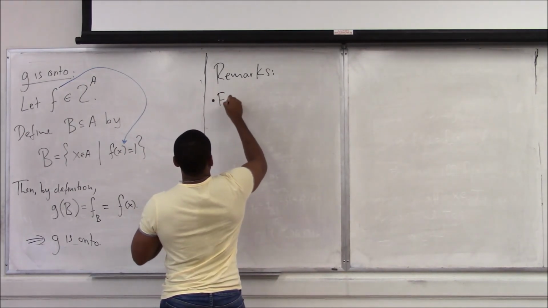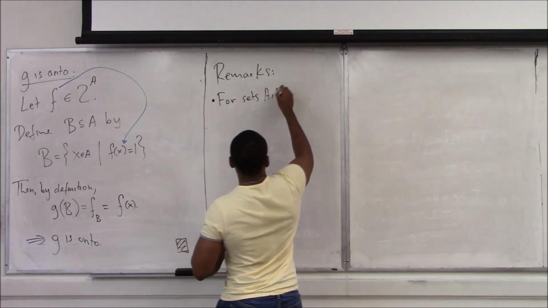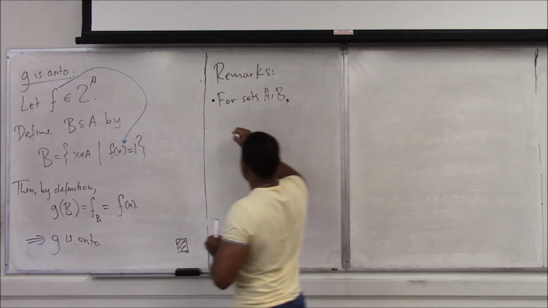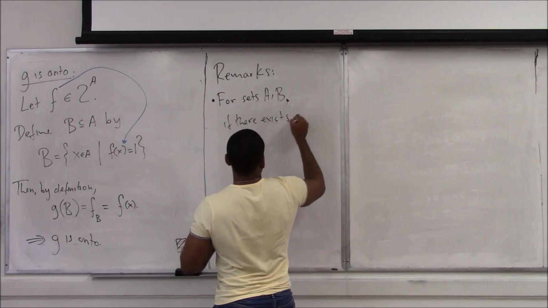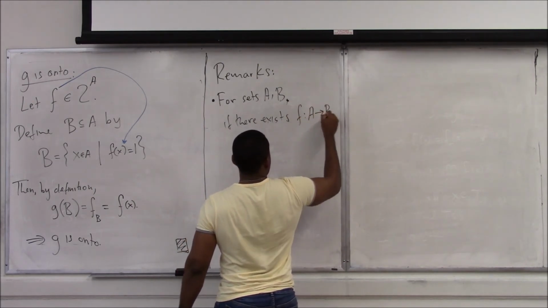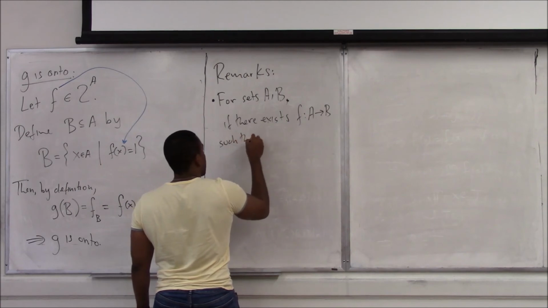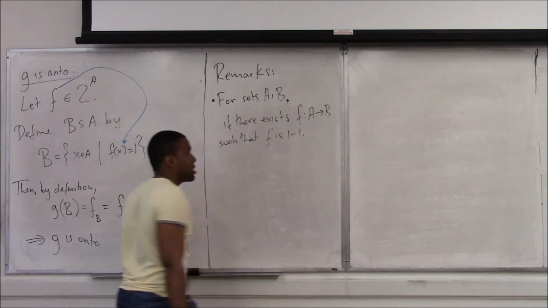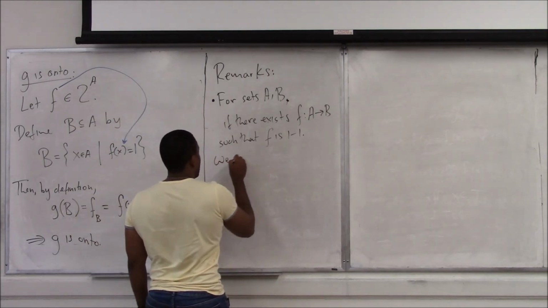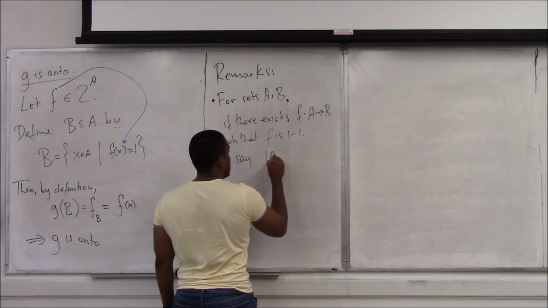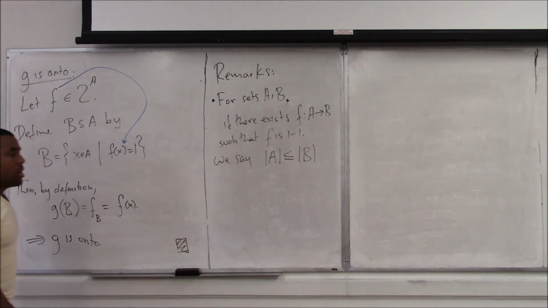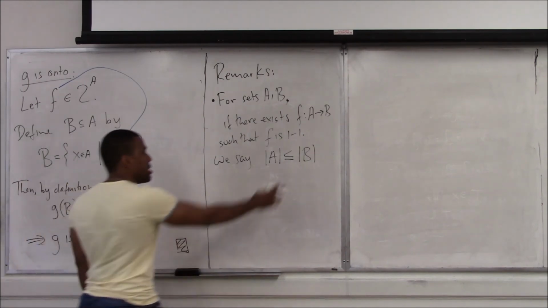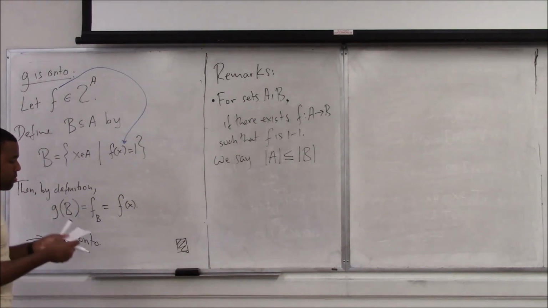For sets A, B, if there exists f from A to B such that f is 1 to 1, an injective function from A to B, we say the size of A is less than or equal to the size of B. You can connect everyone in A to someone in B, but you're not sure if there's anyone left over. So if you don't have the onto criteria, B can be exactly the same as A, or it could have more stuff potentially.